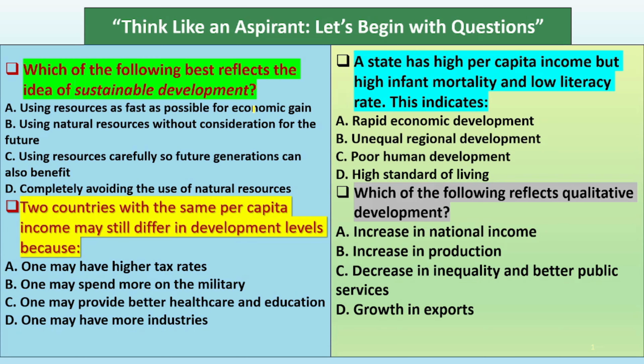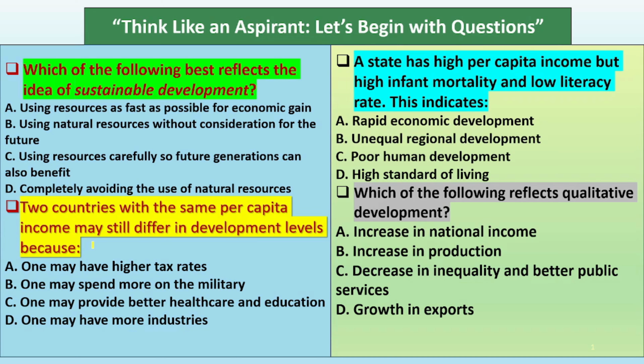To answer this question, we first need to know what development is, what sustainable development is, and what the difference between sustainable development and development is. Then only can we answer this first question. Then the second question: Two countries with the same per capita income may still differ in development levels because... To answer question number 2, we need to know what per capita income is, and how per capita income can decide the development of any country. Then only can we answer the question.